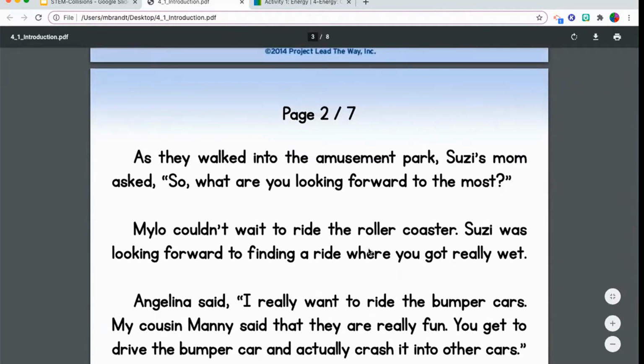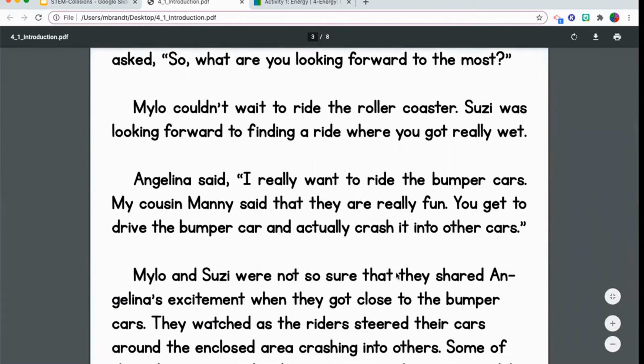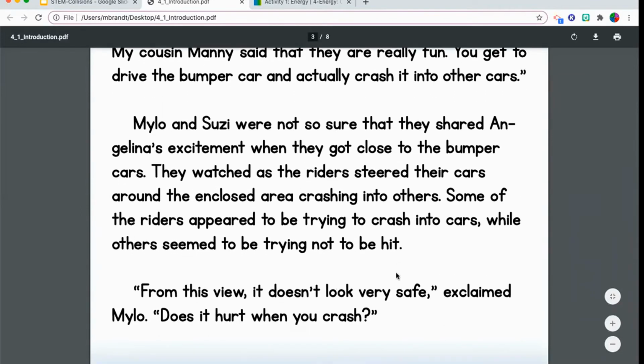Susie was looking forward to finding a ride where she could get wet. Angelina said, "I really want to ride the bumper cars. My cousin Manny said that they're really fun. You get to drive the bumper car and actually crash it into each other." Milo and Susie were not sure that they shared Angelina's excitement when they got closer to the bumper cars.